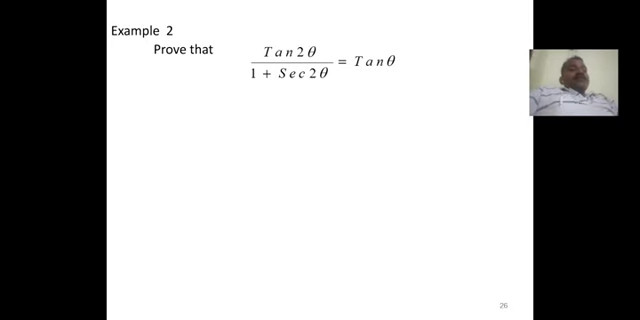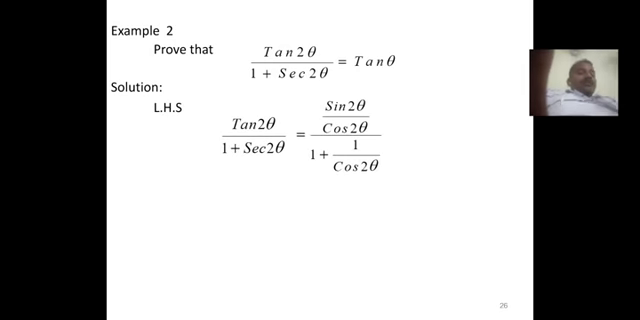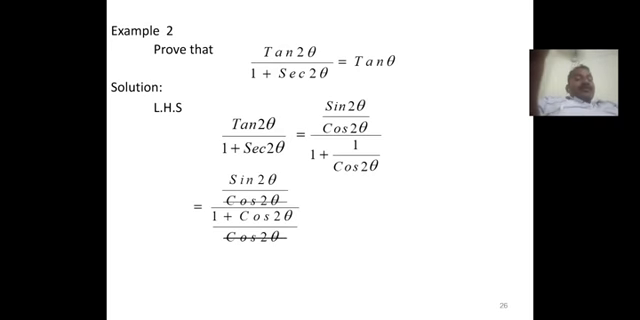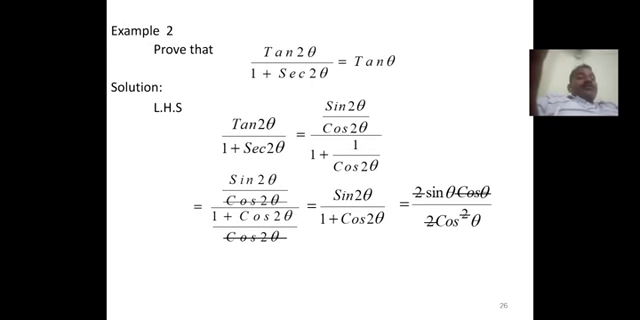Tan 2 theta by 1 plus secant 2 theta. Tan 2 theta is sine 2 theta by cos 2 theta, by 1 plus 1 by cos 2 theta. With the help of LCM on the denominator, here denominator LCM is cos 2 theta. So cos 2 theta will cancel. Sin 2 theta by 1 plus cos 2 theta. Sin 2 theta is 2 sin theta cos theta, and 1 plus cos 2 theta is 2 cos square theta. So with the help of that, 2 will cancel, one cos theta will cancel. Sin theta by cos theta, that is tan theta, that is RHS.